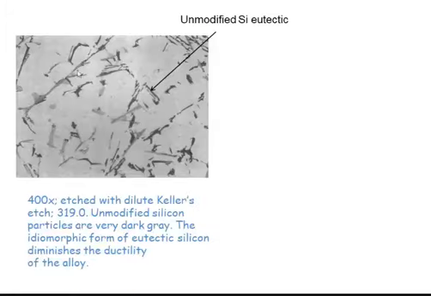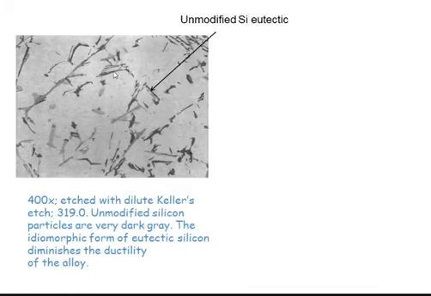This is the typical microstructure of an unmodified aluminum silicon alloy. These black flecks are nothing but unmodified silicon particles. They are very dark, and the idiomorphic form of eutectic silicon diminishes the ductility of the alloy. So this is the unmodified silicon eutectic. This is the eutectic mixture of silicon, whereas these are the unmodified silicon particles. The light gray color is the unmodified silicon particles, and the black color is the eutectic mixture.